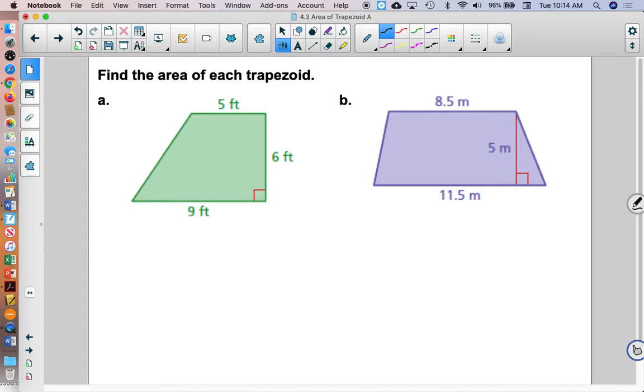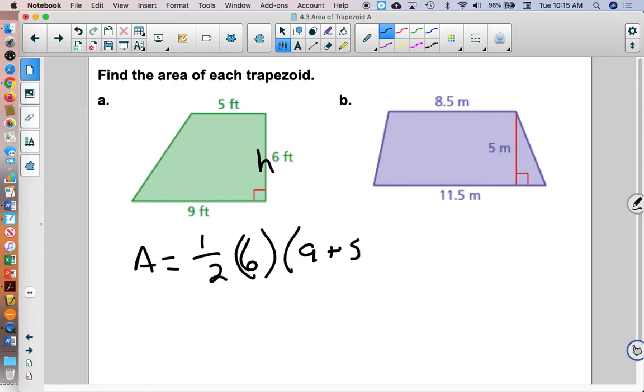The right angle is always what measurement? The height. Where it runs perpendicular to the base, so this has to be my height here. It's a trapezoid, it's got 2 bases. What are the 2 bases? 5 and 9. So this area is going to be 1/2 times 6 times 9 plus 5.